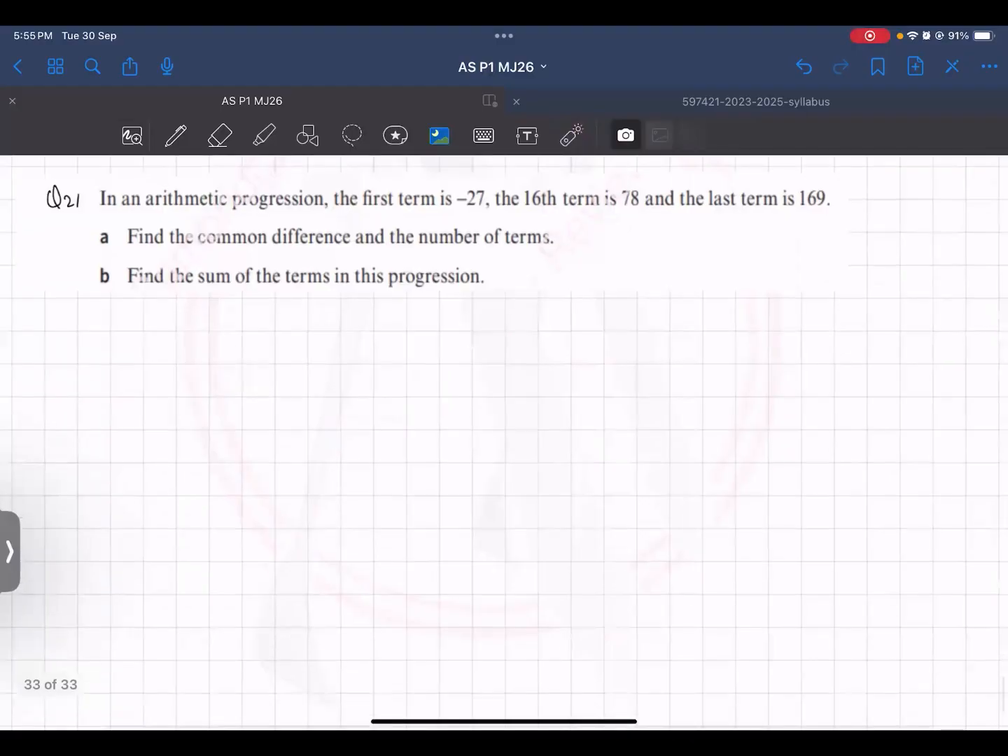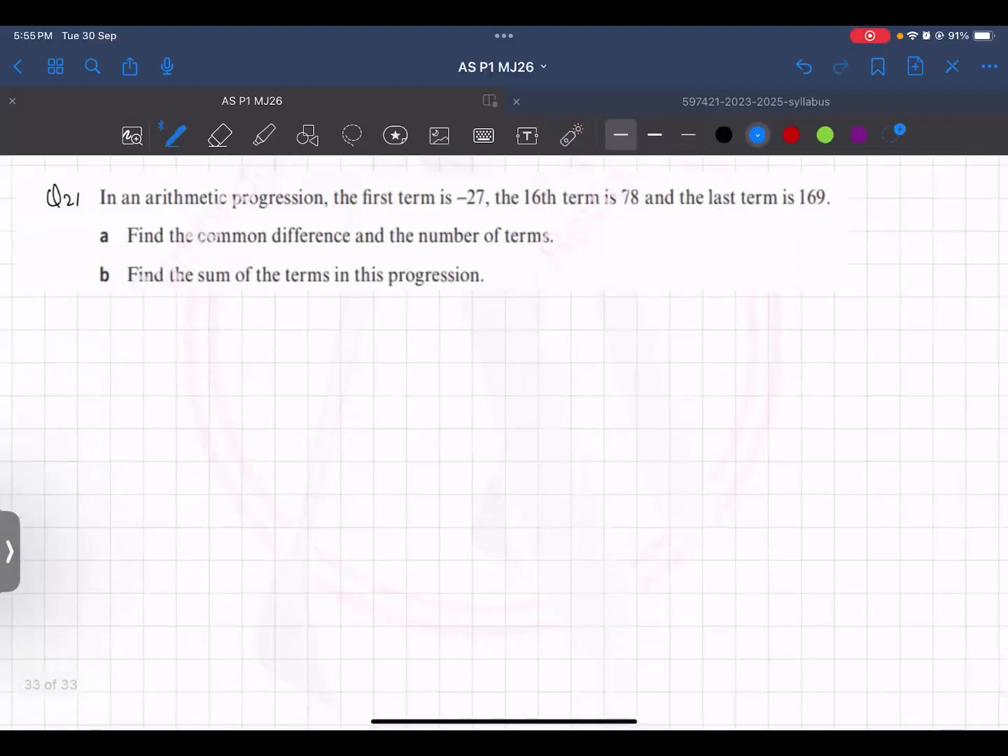Okay, so in an arithmetic progression, the first term is given to you. So T1 is minus 27, which is also the value of your A. And they have given you the 16th term. Look, T16 is given to you, which is 78. And if you open it up using the generalized method, you will know that the 16th term would be equal to A plus 15D, as the coefficient of D would be 1 less.